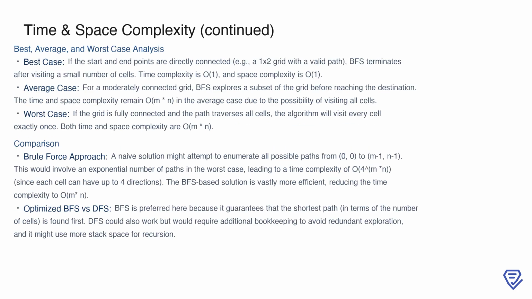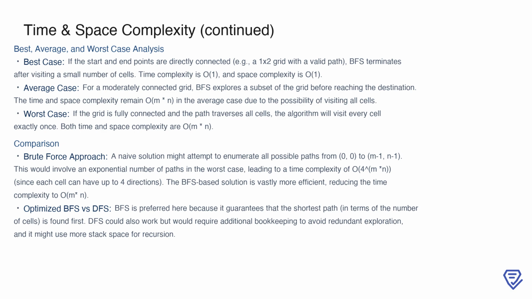Now, let's analyze the best, average, and worst cases. In the best case, the start and end points are directly connected, such as in a small grid with a valid path. Here, BFS terminates almost immediately after visiting just a few cells, resulting in time and space complexities of O(1). In the average case, BFS explores part of the grid before finding the destination. Although fewer cells might be processed compared to the worst case, the potential to visit all cells means the time and space complexities remain O(m*n).